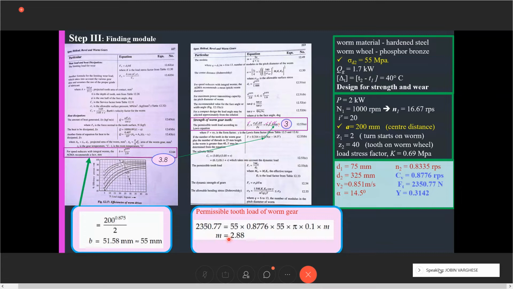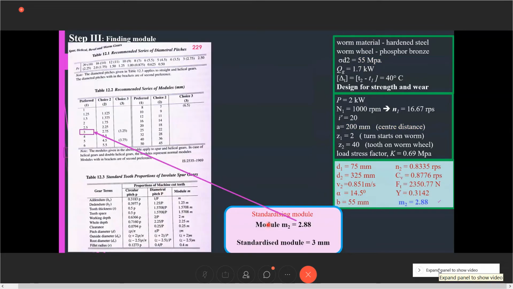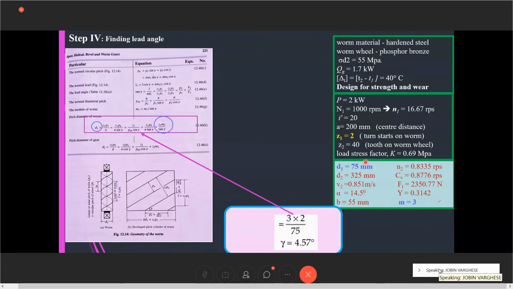Now substitute and find the module. We'll calculate the module. So I'm updating the next, that is what is module. Next comes the module, 2.88 calculation, and it has to be standardized from the table 12.2, that's page number 229. We can see that module is 3, that is we have standardized. And I have updated it as module, to be used for the calculations.